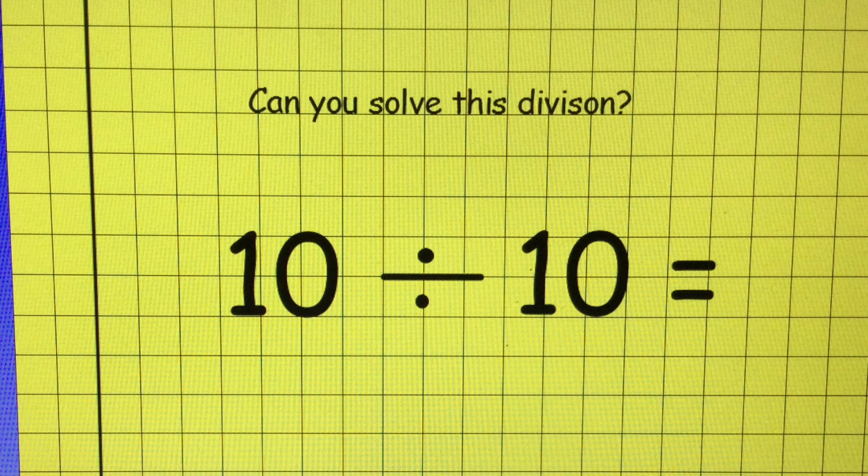It looks like I need your help again, Year 3. Can you help me solve this division? What is 10 divided by 10? Pause the video now and have a think. Well done if you got the answer 1. 10 divided by 10 is 1. There is 1 group of 10 in 10.